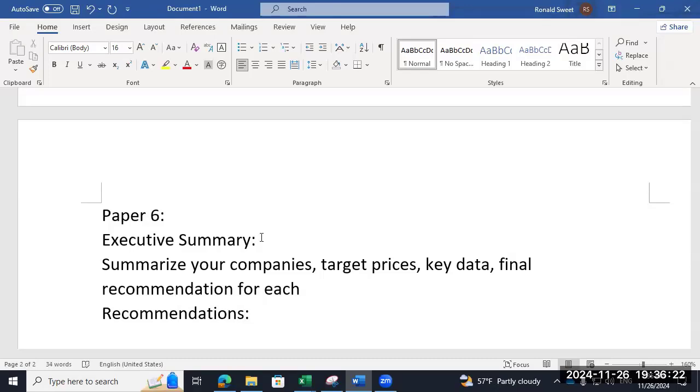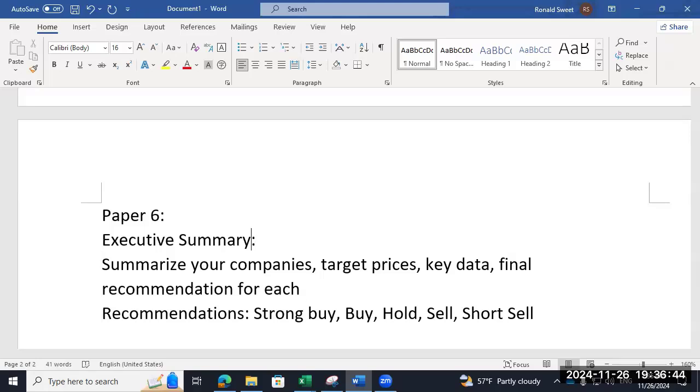They are going to be strong buy, hold, sell, strong sell. Those are going to be your choices for each of your stocks. So you might have one that's a strong buy, one that's a sell, one that's a hold. If you have 3 companies, you've got to decide on that.